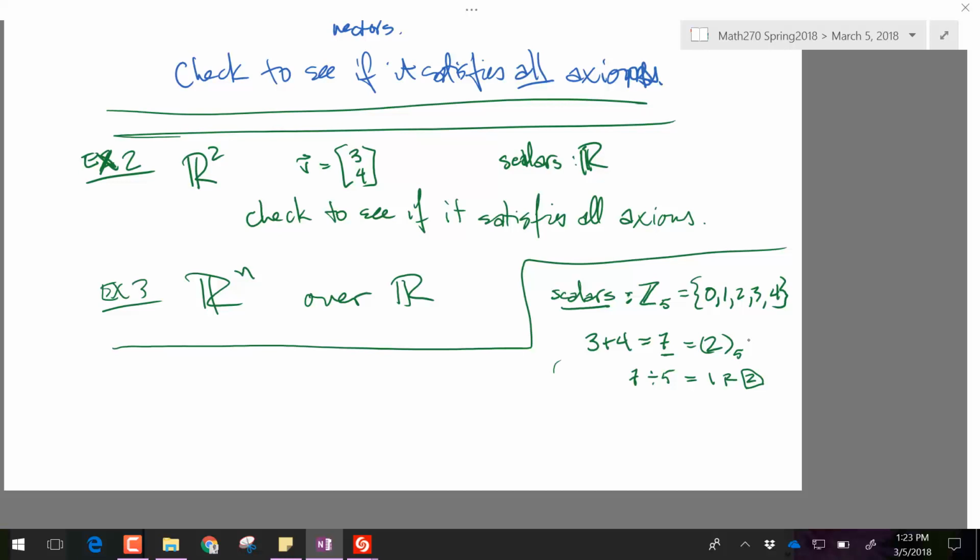I need an even number. It's not different. It's the same. You would consider 7 equals 2.